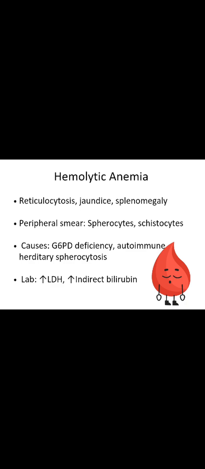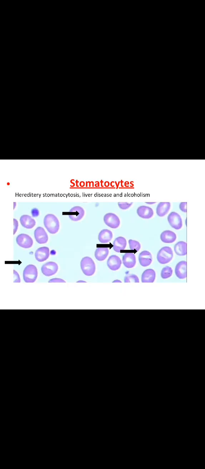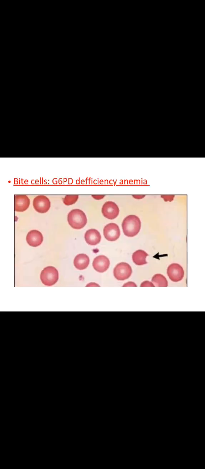This is showing schistocyte or the helmet cell. It is seen in microangiopathic hemolytic anemia. The next is showing spherocyte. Spherical cells are seen. It is seen in hereditary spherocytosis and immune hemolytic anemia. The image showing stomatocyte. It is seen in hereditary stomatocytosis, liver disease, and alcoholism. The image showing bite cell. Bite is created in the RBCs. It is seen in G6PD, glucose 6-phosphate dehydrogenase deficiency anemia.